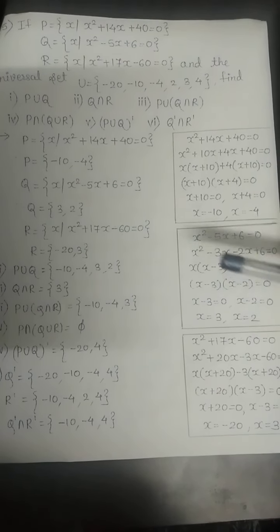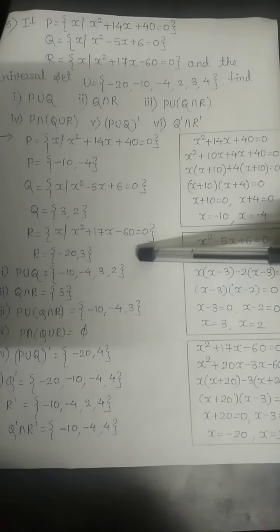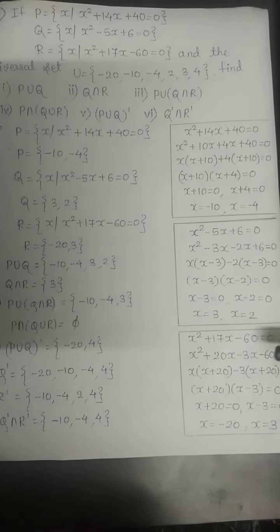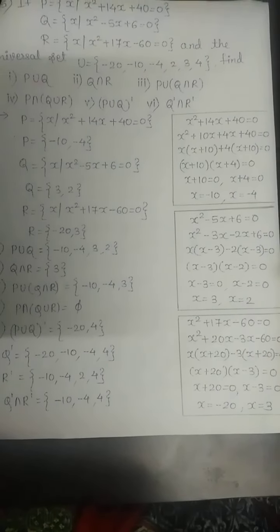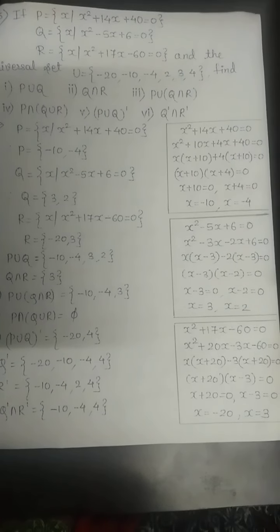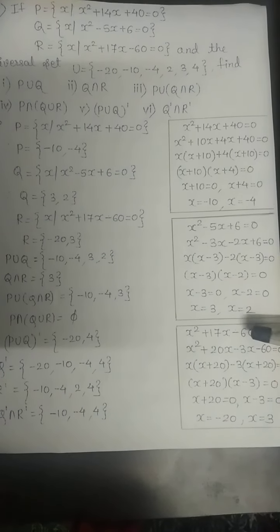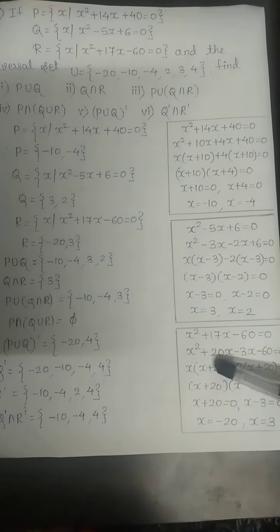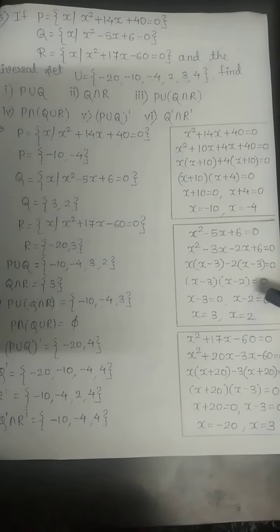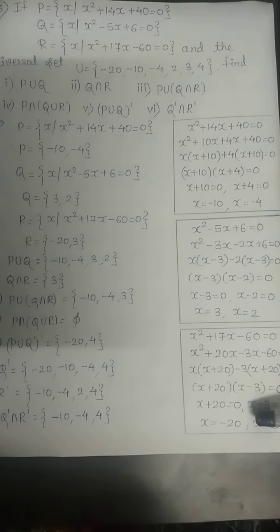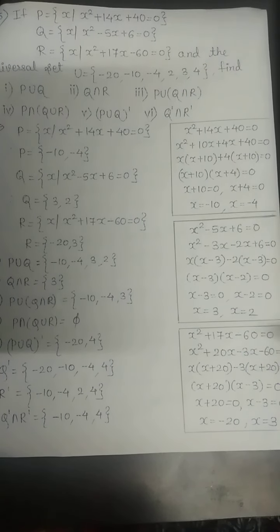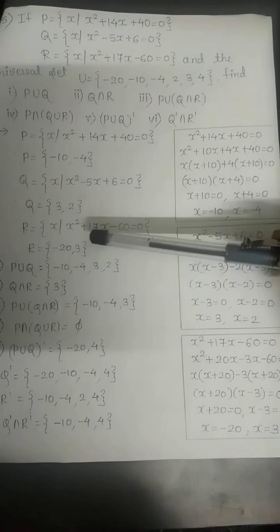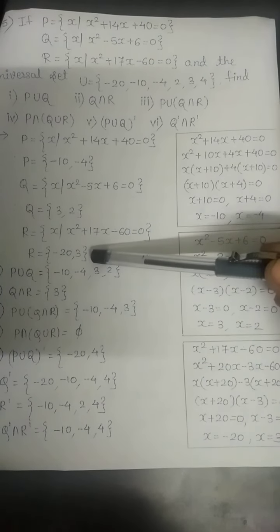Now similarly, we are going to simplify the equation given for R. So x square plus 17x minus 60 is equal to 0. Here also to split the middle term, we require two terms in such a way that multiplication is -60 and addition is plus 17. So we consider plus 20 and minus 3, and in a similar way we simplify to get the values of x as -20 and 3. Therefore, R is the set containing elements -20 and 3.